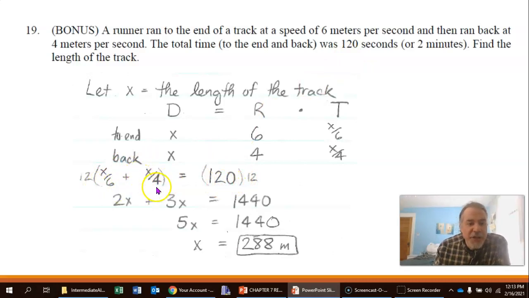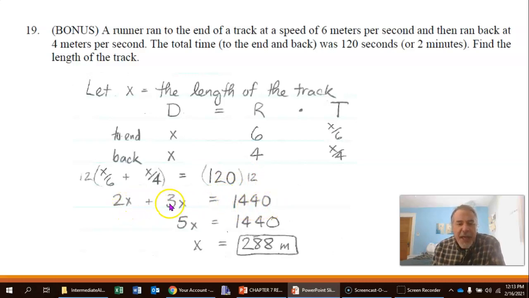It has fractions in it, so I want to kill off those fractions, and the least common multiple of their denominators, the smallest thing that's divisible by 6 and also by 4, would be 12. So I multiplied both sides by 12. 12 times x divided by 6 would be 2x, and 12 times x divided by 4 would be 3x. And then 12 times 120 would be 1,440.